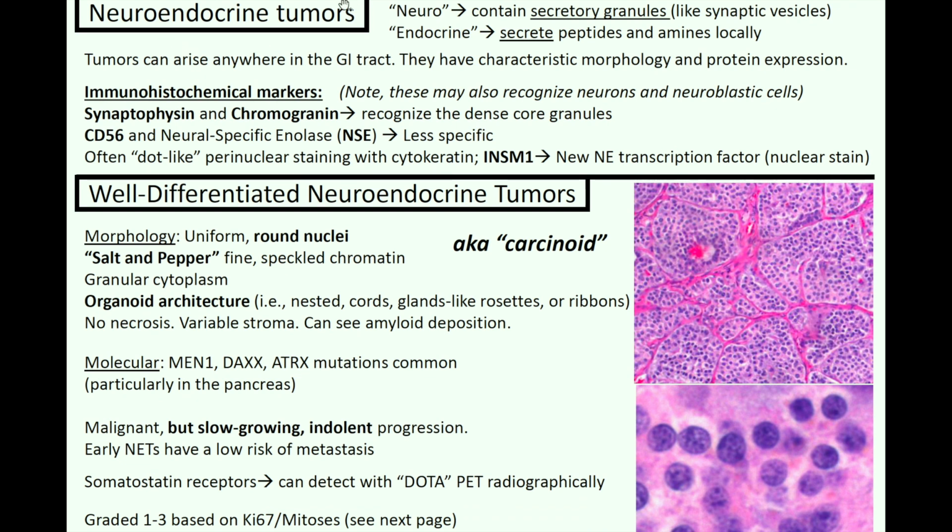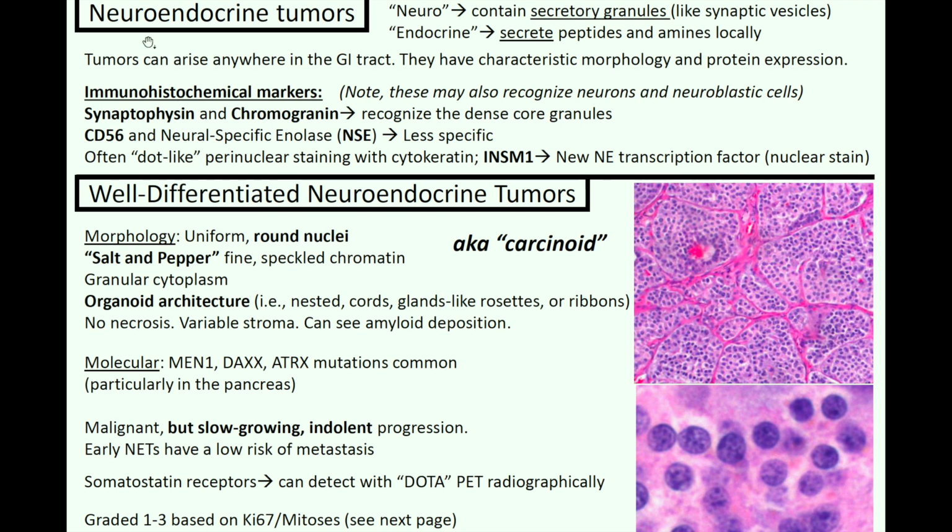Neuroendocrine tumors, obviously for neuro, it's referring to containing secretory granules like synaptic vesicles. Endocrine can be referring to the secretion of peptides and amines locally. So neuroendocrine tumors can arise anywhere in the GI tract, and they have a characteristic morphology and protein expression. So for the immunohistochemical markers, note these may also recognize neurons and neuroblastic cells.